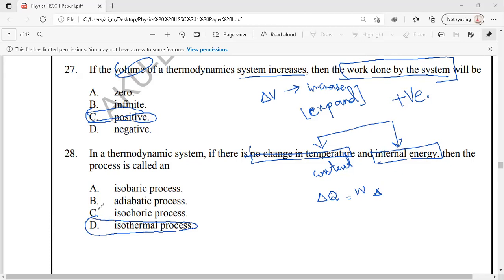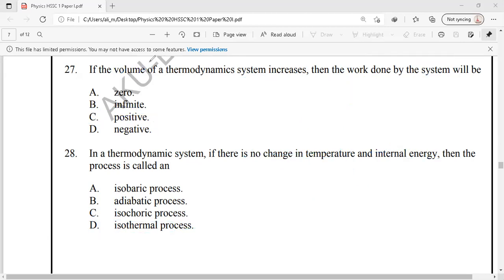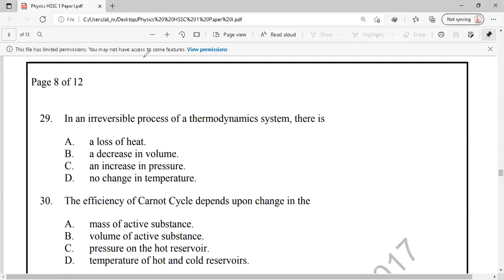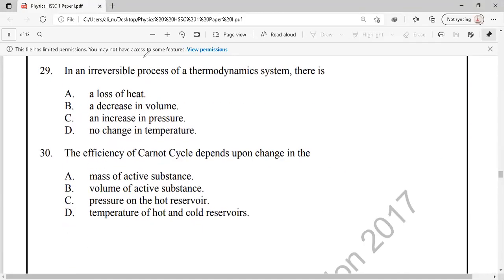Iso means constant and thermal is the temperature. So an isothermal process in thermodynamics is the one in which there is no change in the temperature of the system and its internal energy remains constant. So option D is our correct answer. Let's see our next questions, question numbers 29 and 30.